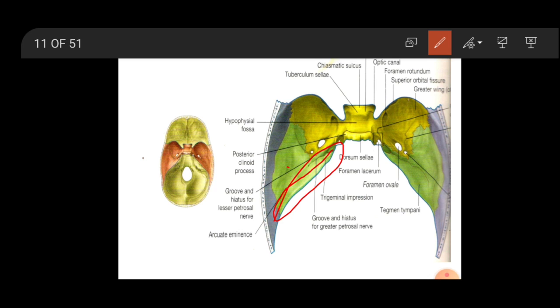This is the squamous part of the temporal bone, and this is the petrous part of the temporal bone. Then you see this squamous part of the temporal bone on either side, and above that it is bounded by the parietal bone. So these are the features that you see in the middle cranial fossa.